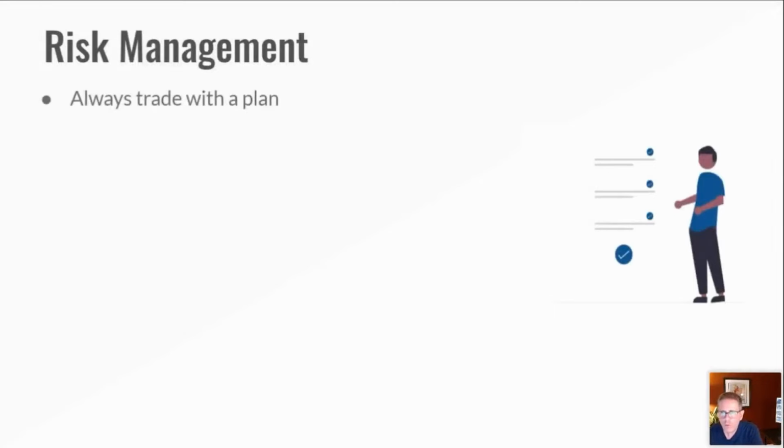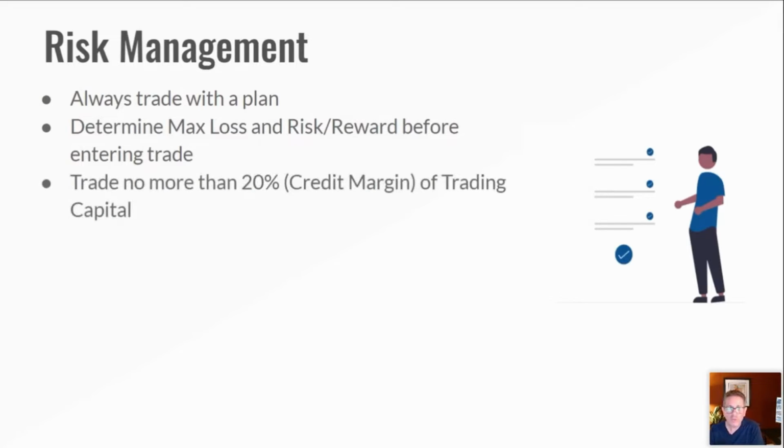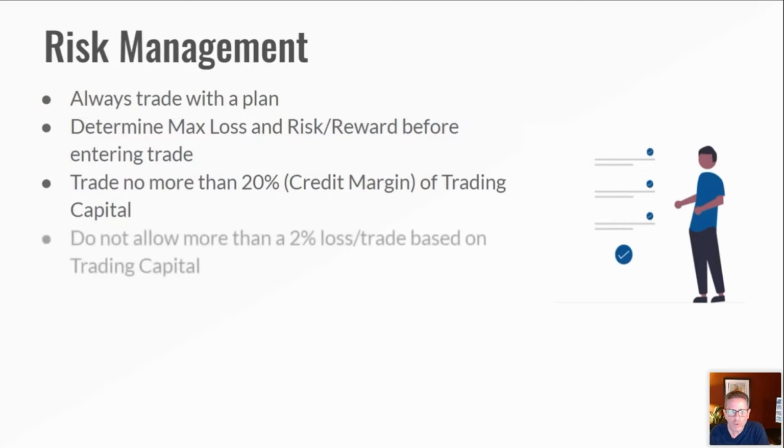So number one, always trade with a plan. You always want to have a trade plan that's made for you and you're accustomed to, okay? And you want to stick to it and be disciplined on these plans. Determine the max loss and risk reward before entering a trade. We'll look at the risk reward on this in a few minutes. Trade no more than 20% of the credit margin at risk, and always save enough margin to be able to manage the trades if they go against you, okay?